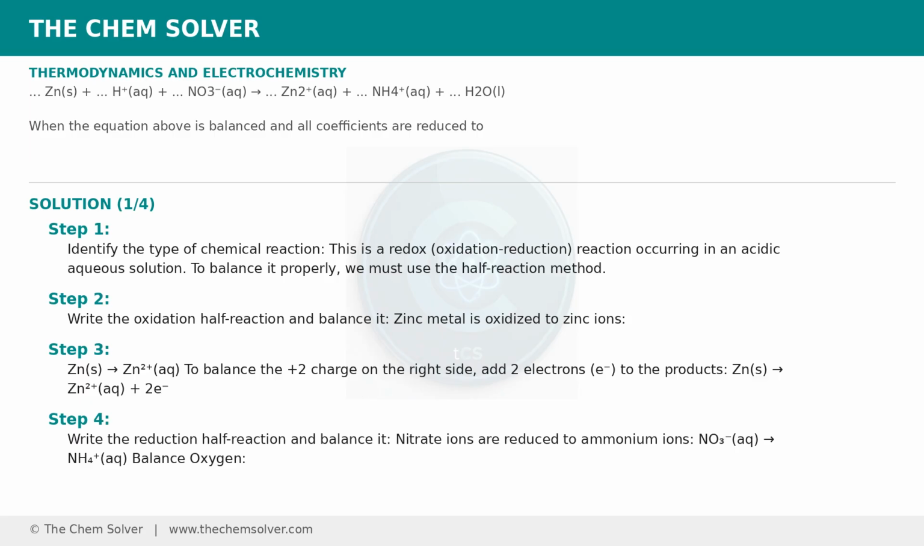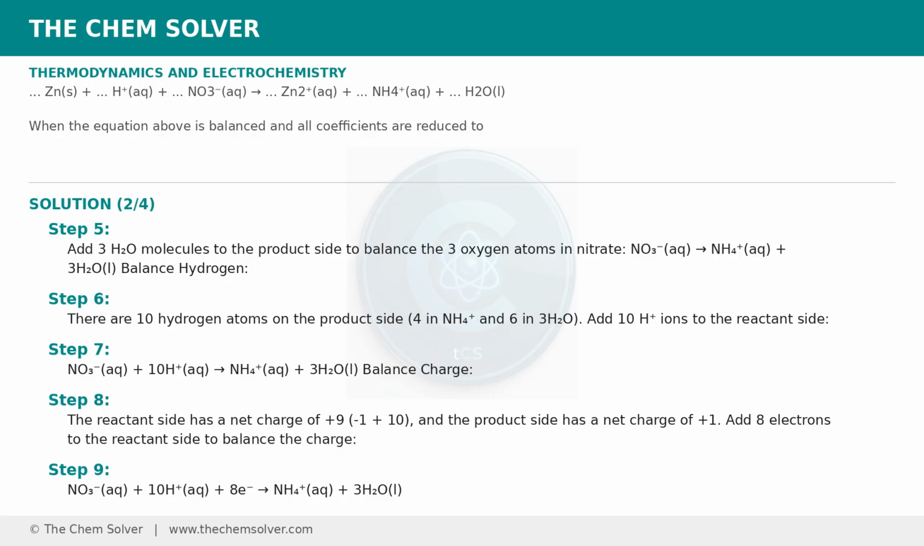Write the reduction half-reaction and balance it. Nitrate ions are reduced to ammonium ions. NO₃⁻ gives NH₄⁺. Balance oxygen. Add 3 H₂O molecules to the product side to balance the 3 oxygen atoms in nitrate. NO₃⁻ gives NH₄⁺ + 3 H₂O. Balance hydrogen.